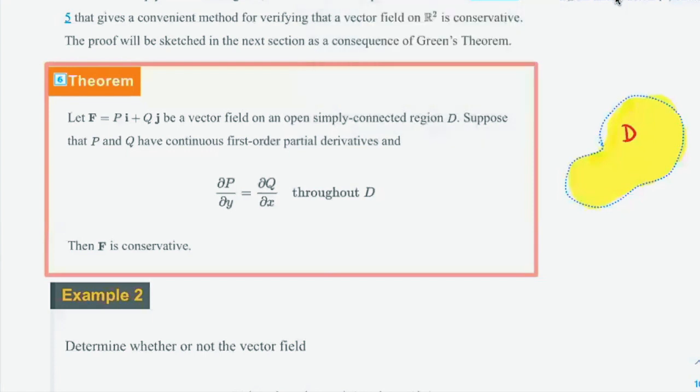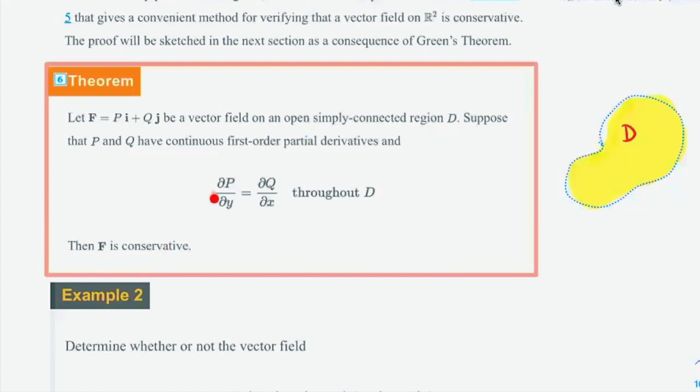So the converse of that theorem is true, which means if you have the partial derivative of P with respect to y equal to the partial derivative of Q with respect to x, then this big F function is a conservative vector field, providing that the D over here is open, so it doesn't contain any of its boundary, and simply connected also, which means it doesn't have any hole in it and it's not broken into two or more parts. Then this big F function will be conservative.